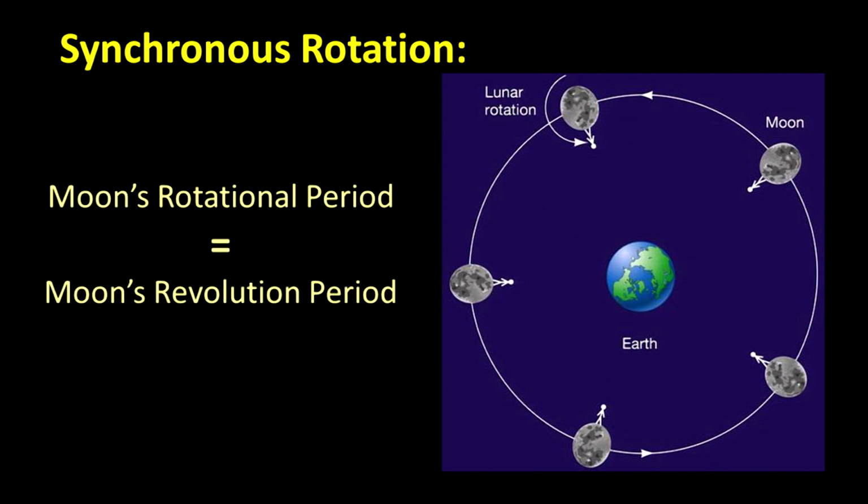Synchronous rotation is when the moon's rotational period, meaning how long it takes the moon to spin once on its axis, is equal to the moon's revolution period, meaning how long it takes the moon to make one orbit around the Earth. So the time it takes the moon to spin once is equal to the time it takes for the moon to orbit once. That's what has been synchronized.